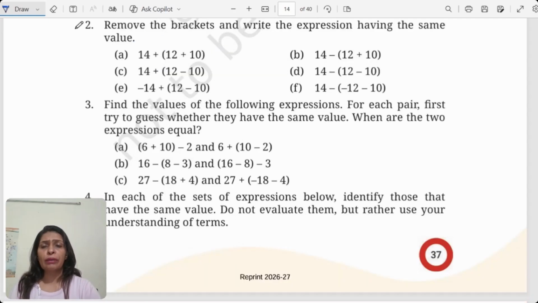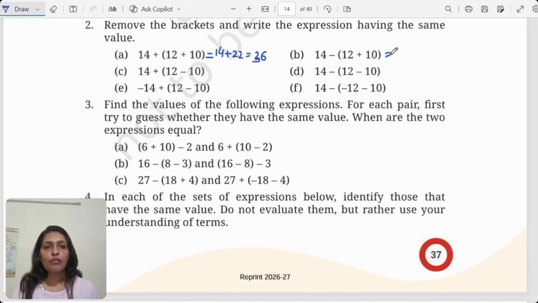So let's see question number 2. We have to remove the brackets and write the expression having the same values. So in all the 6 parts, first of all, we have to remove the brackets, find the value, and then check which ones are similar. So first we need to solve it. BODMAS rule says first we need to solve the bracket. So this is going to be 14 plus 22, and 14 plus 22 is going to be 36. Okay, so this is 36.